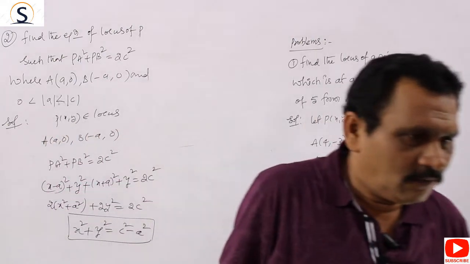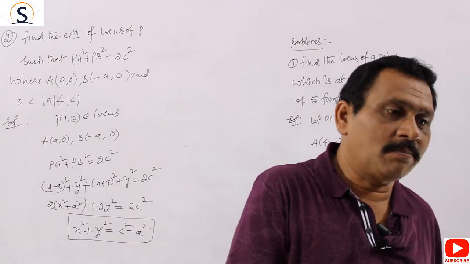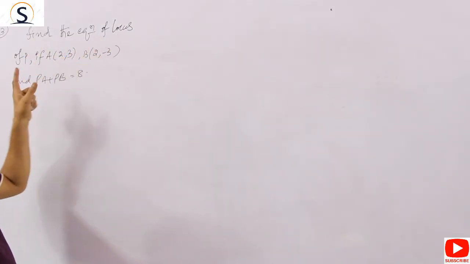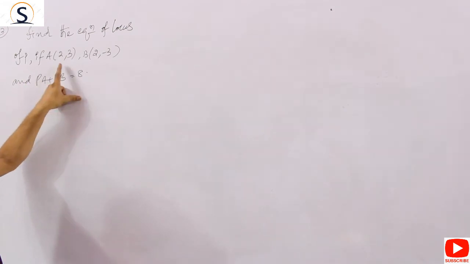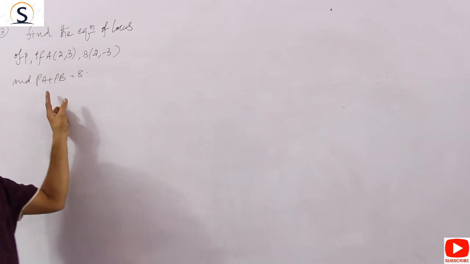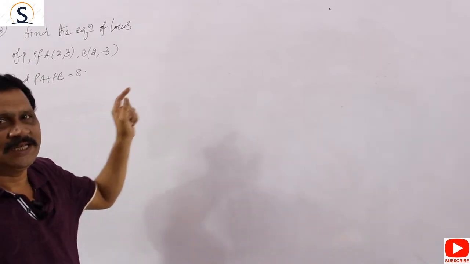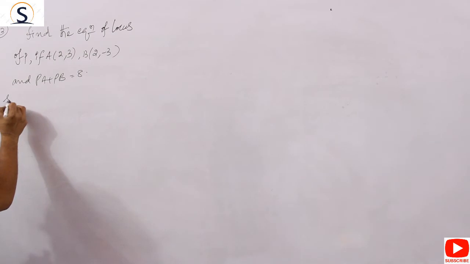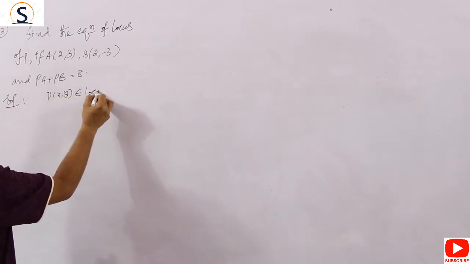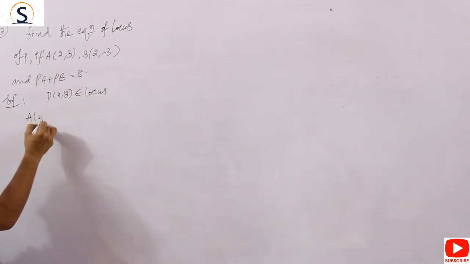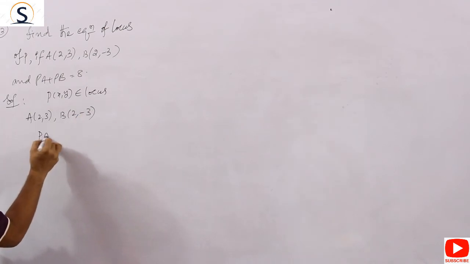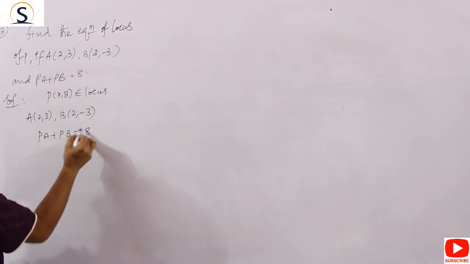Okay, next we'll go to the next problem. Next problem is: find the equation of locus of P if A is (2, 3), B is (2, minus 3), and the condition is PA plus PB is equal to 8. This is the condition. Now here P of (x, y) belongs to the locus, A is (2, 3), B is (2, minus 3), condition PA plus PB is equal to 8.